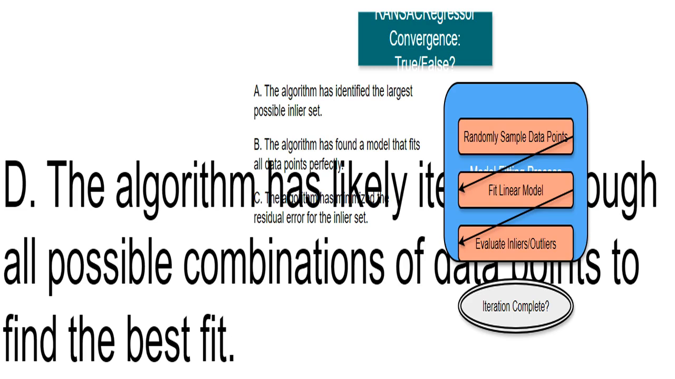This statement is false. RANSAC uses random sampling. It's not going to check every possible combination of data points. That would take way too long. It stops after a set number of iterations or when it finds a satisfactory solution. We wouldn't want to wait forever for a perfect fit, right?